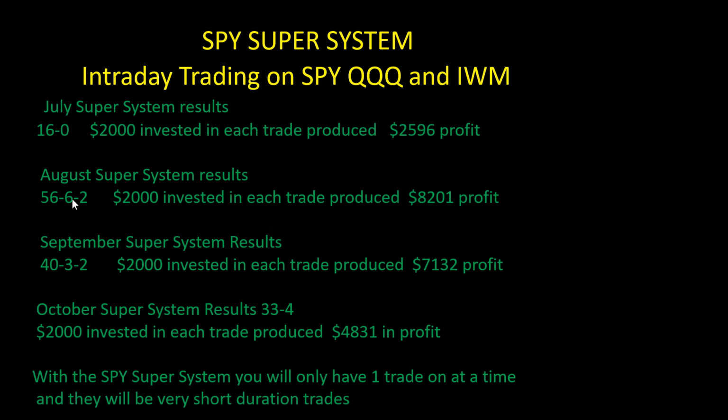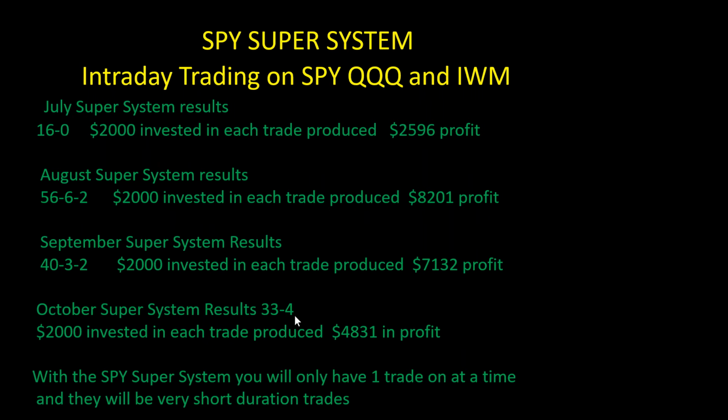In August, we were 56, 6, and 2. See that huge number of trades. All right, 56, 6, and 2. And $2,000 invested in each trade produced $8,200. This is not included in the totals that we just saw for the room and the alert service. This is a completely separate P&L that you'll see. September, 40 wins, 3 losses, 2 break evens. $2,000 invested in each trade produced $71.32.